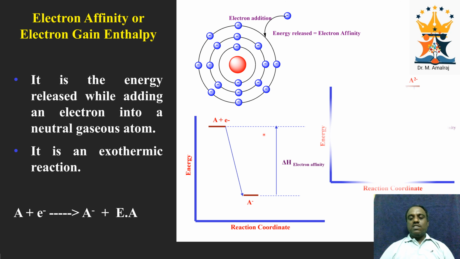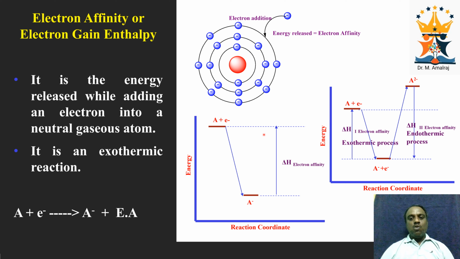Please note, this is only for monovalent anions. In case the formed anion is divalent, the case will be different. The first electron affinity is always an exothermic process, but the second electron affinity is an endothermic process. You can see this from the diagram.